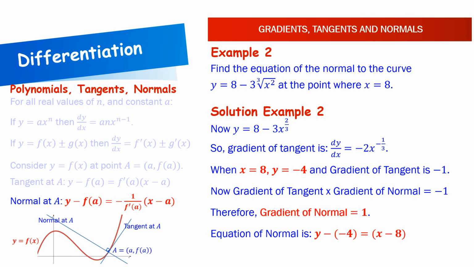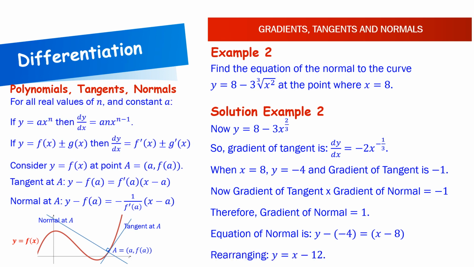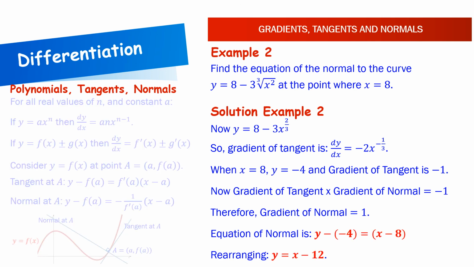We can now find the equation of the normal, which is y minus minus 4 equals x minus 8. Here's the gradient of the normal. Here's the 8, which we subtract from the x. And here's the minus 4, which we subtract from the variable y. And then rearranging this equation gives us y equals x minus 12.